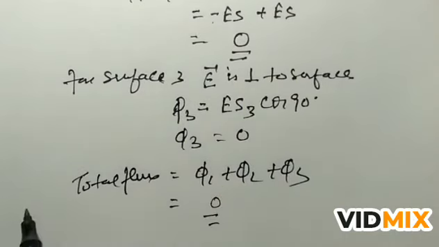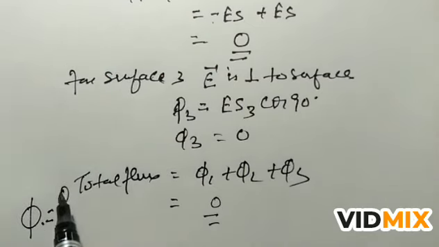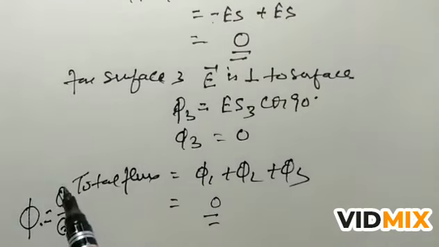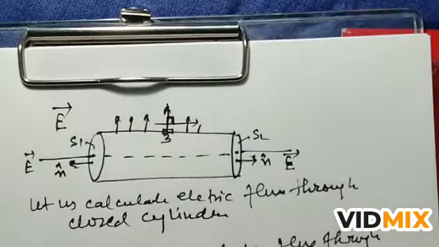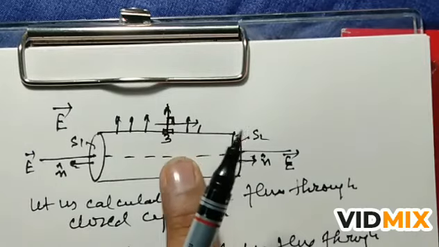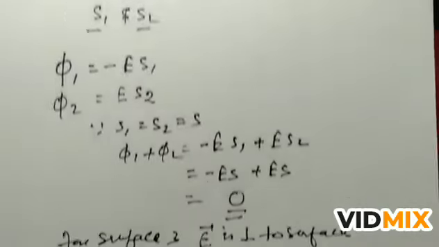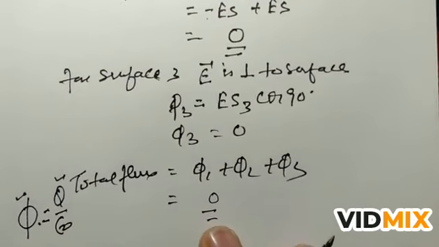And this is also the Gauss law, that total flux phi is equal to charge enclosed divided by epsilon naught. So if there is no charge, there will be no flux. Here also we have seen that inside the cylinder there is no charge, so the total flux from this surface is also 0.